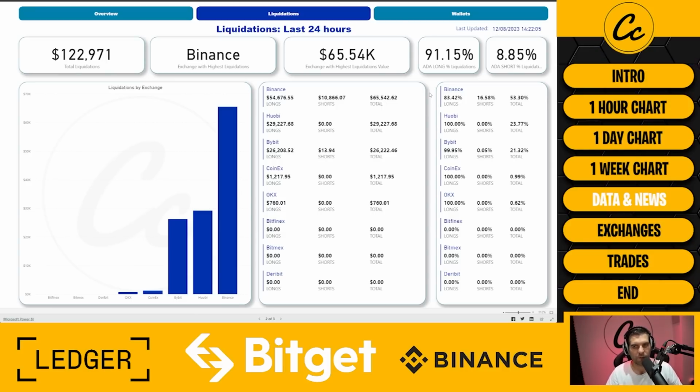Binance, as we said, took 53% of the liquidations. Bybit was in second spot, and 100% of positions on Bybit were long positions that were liquidated, and they liquidated 23.7% of the total. Essentially, $29,000 of liquidations occurred on Bybit's exchange, of which all of them were long positions. 99.95% of long positions were liquidated on Bybit as well, right?